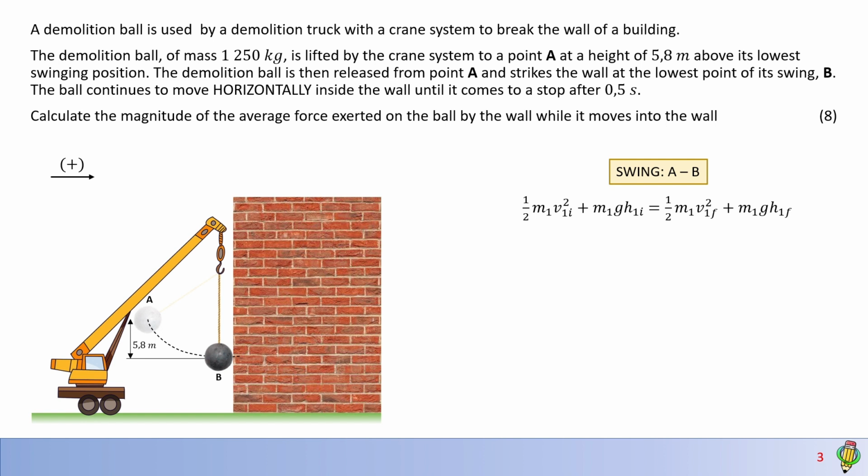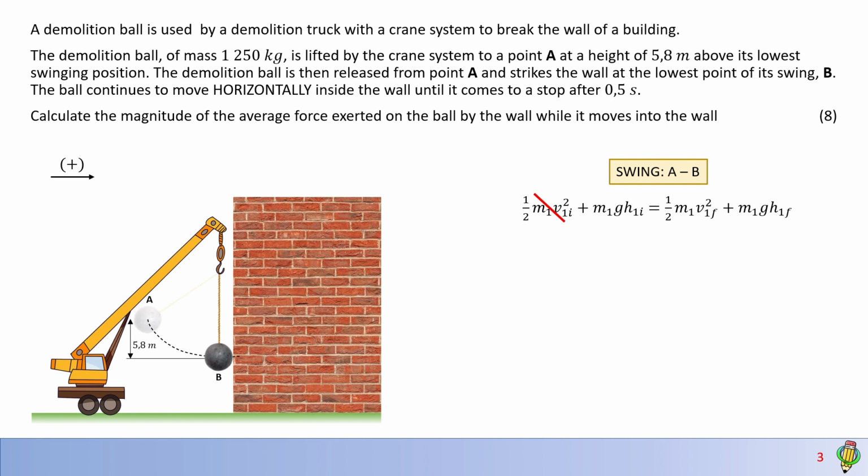The initial kinetic energy, is it 0 or is it not 0? So does the ball have initial velocity before it is released? No. So at point A, the ball is still or at rest. Let's go to the second term. Does the ball have potential energy at point A? Yes. Reference to point B, the ball has a height of 5.8 meters. So that term is not 0.